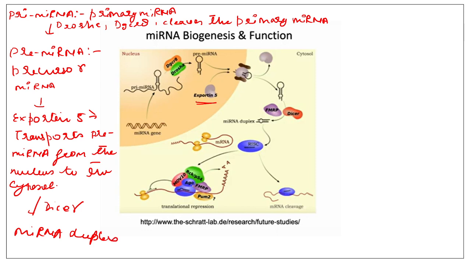Now this miRNA duplex has two strands. What happens? One of the strands is incorporated into the RISC complex, which is the RNA induced silencing complex, and the other strand, which is the passenger strand, is degraded. Now, when this miRNA is incorporated into the RISC complex, then it can perform its function.